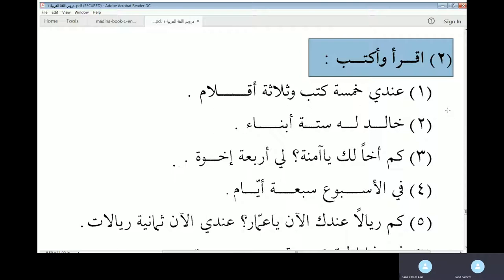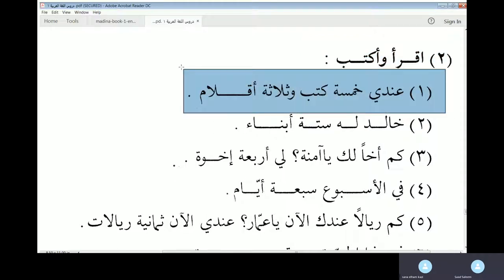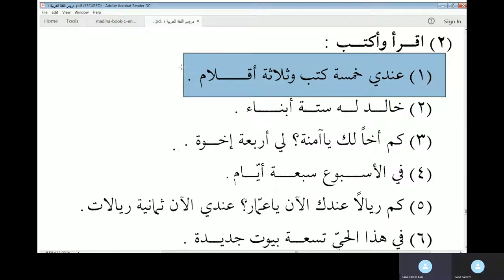Indi khamsatu kutubin wa salasatu aqlamin. I have five books and three pens. Okay, yeah.